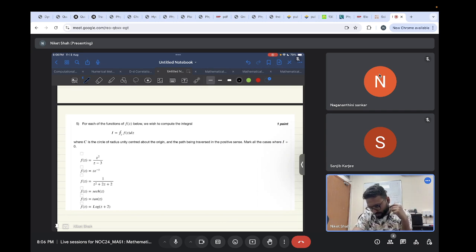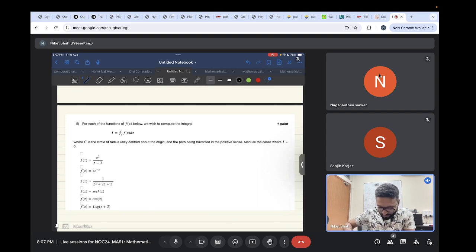So here, what's the question? Fifth question is, for each of the functions f of z below, we wish to compute the integral I equal to contour over C f of z dz, where C is the circle of radius unity centered about the origin. So the contour is again a circle of radius 1, and the center is at the origin. You have to evaluate this integral f of z dz along this contour. The path being traversed is in the positive sense, which means anti-clockwise direction. Mark all the cases where I is equal to 0.